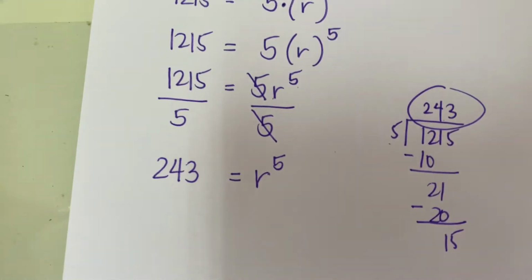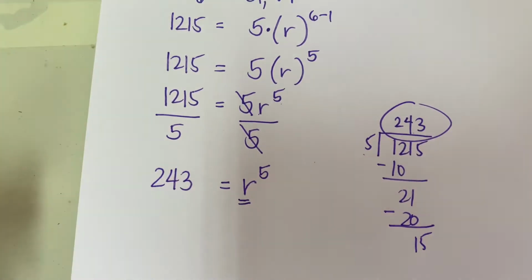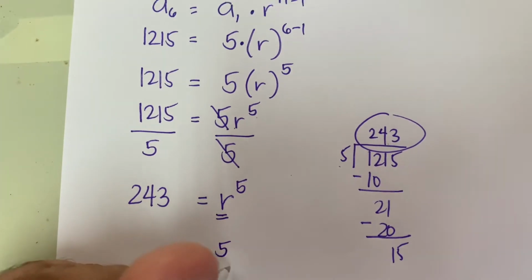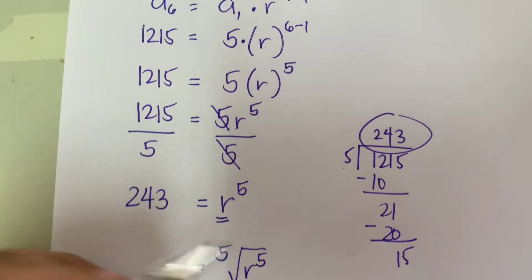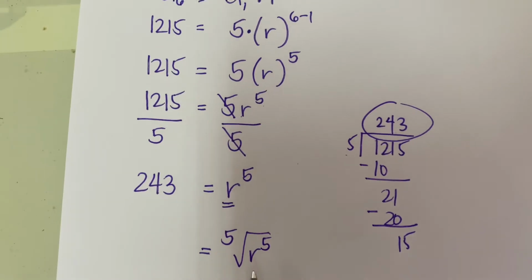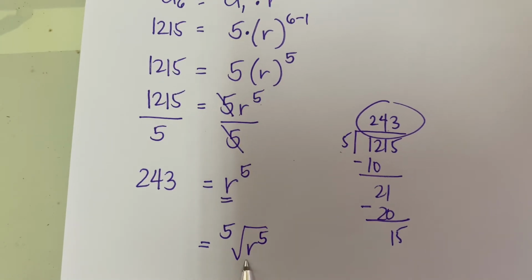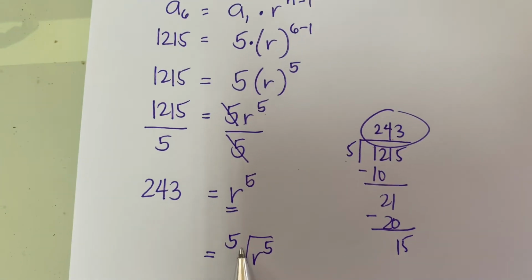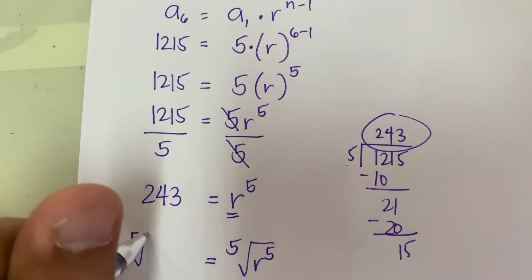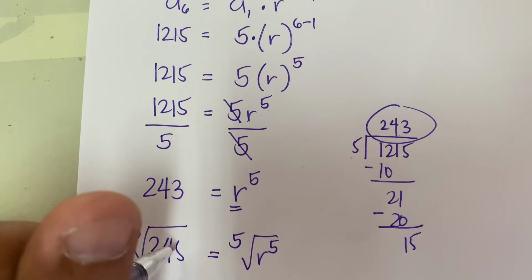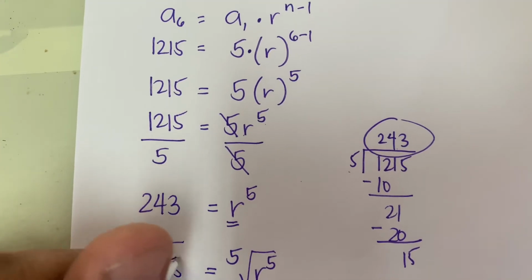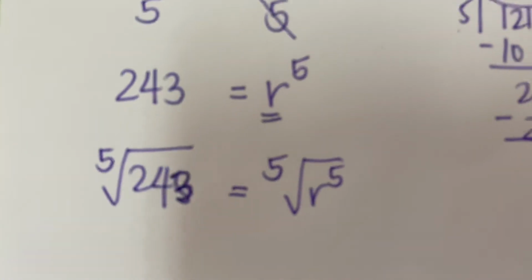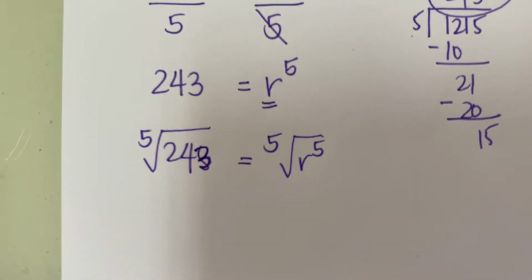But my next step is to find only r. So my next solution would be the 5th root of r to the power of 5, so that r will be your remaining answer. So if I have here the 5th root, I also have here the 5th root of 243. So what could be your answer?